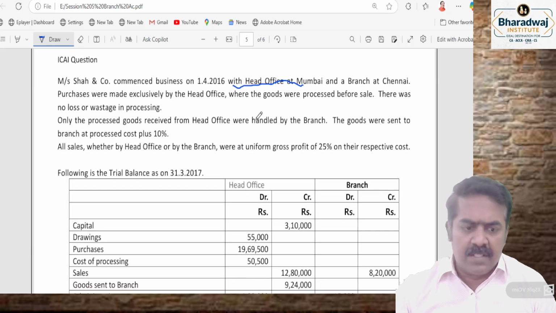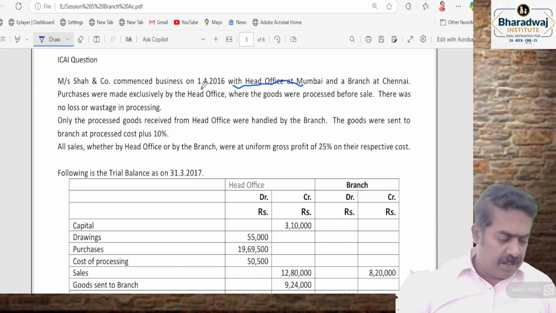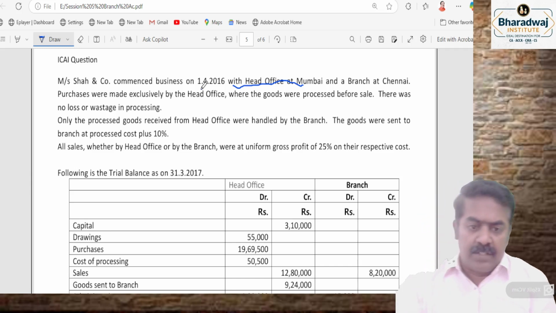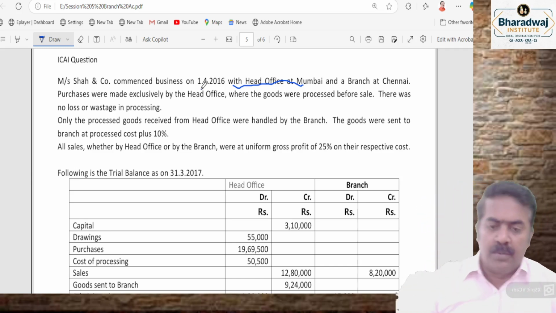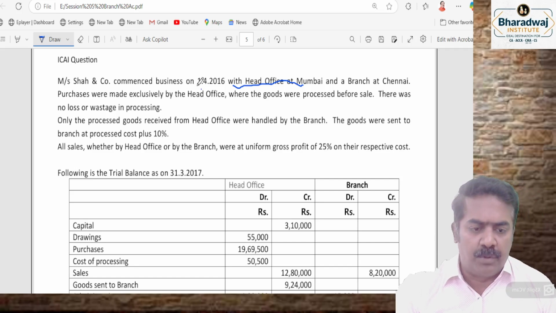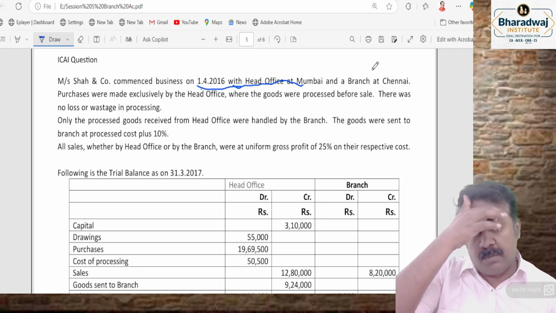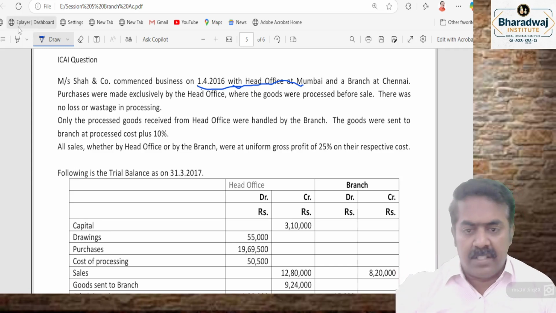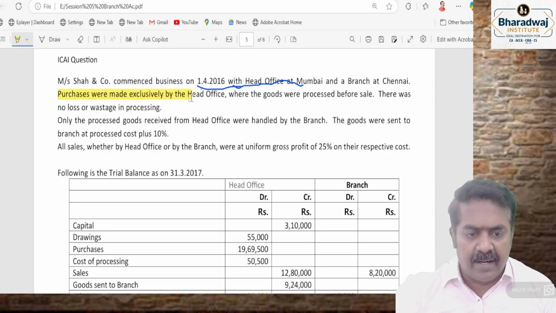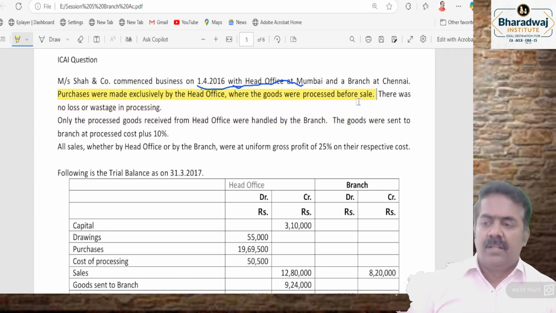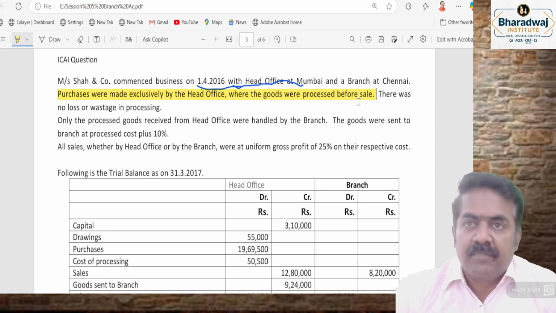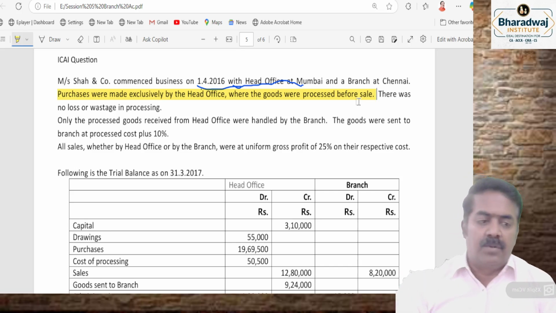Shaw commenced business on 1/4/2016. Shaw commenced business on what date? It's a very good question and a lengthy question also. Shaw commenced business on 1/4/2016 with head office in Mumbai and branch in Chennai. Purchases are made exclusively by what? Head office. Where goods are processed before sale. Who's processing the goods? Head office is manufacturing the goods and sending it.